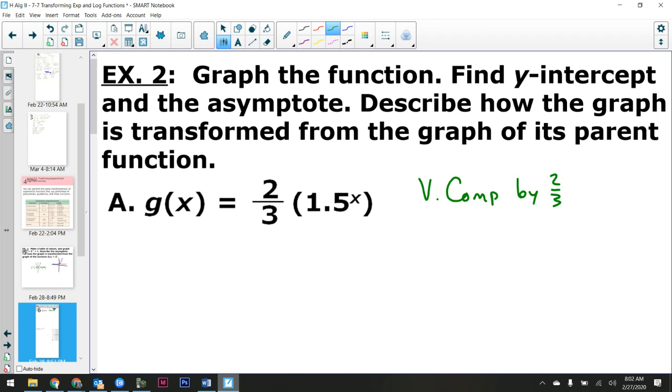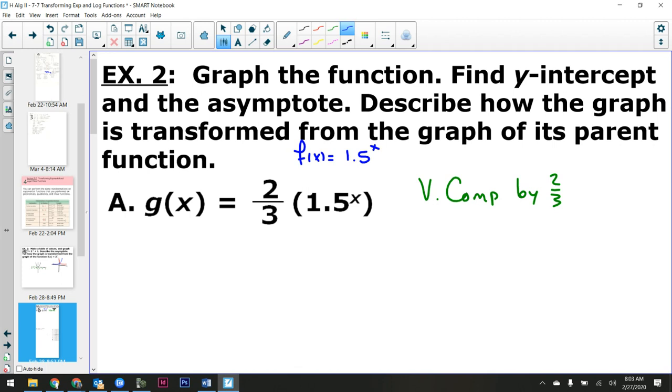Gavin, we missed you. Okay, so this is a vertical compression by 2/3. Now, let me ask you this. What's going on with the 1.5? It's just there. That's just the base. Does anything ever change what the base is? No. So think about this. What was my parent then? 1.5 to the x. The parent is based off of what your new is. The base will never change. So vertical compression by 2/3.